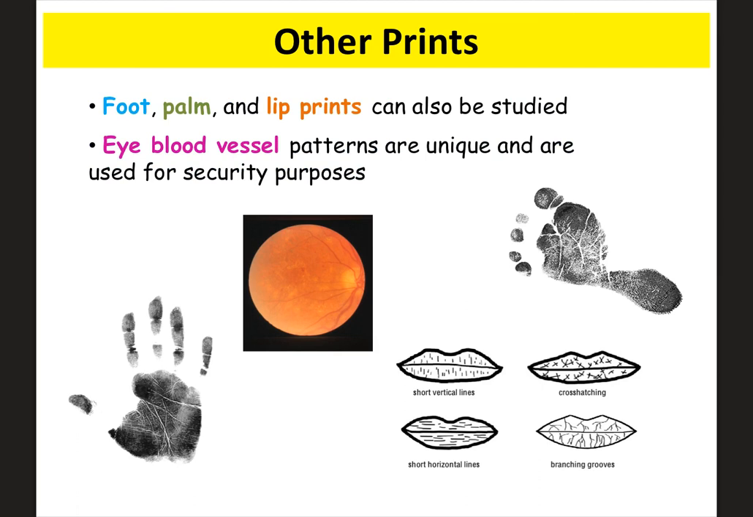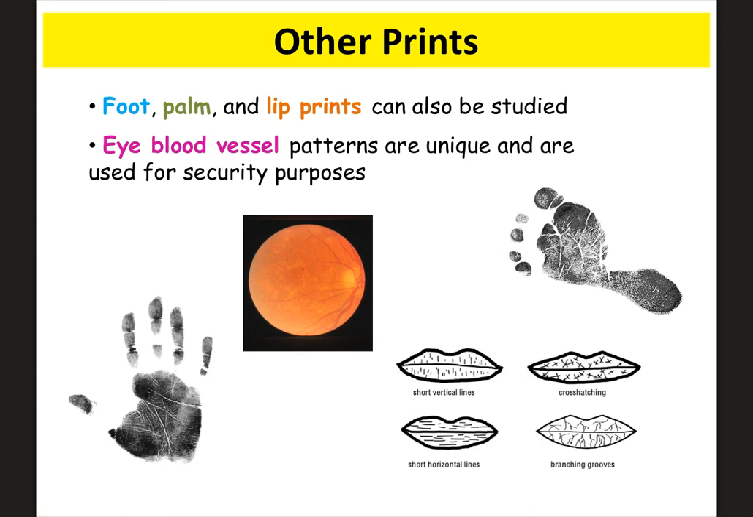The last thing I want to talk about here are the other prints that could possibly be useful in forensics. There are prints on the bottom of your foot. There are palm prints, lip prints. All right, if you look here at the picture, you can see some of the different lip patterns that are possible. You could look at eye blood vessels for security purposes. We even have now facial scans and face ID and stuff like that. So there's other things that can be useful here.